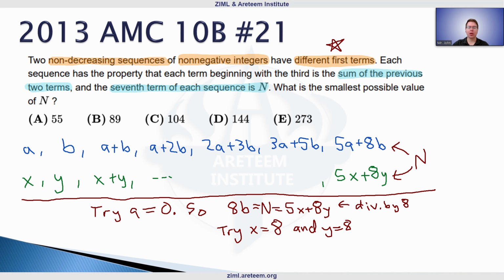So let's see what happens there then. So now we have that 5 times 8 plus 8 times 8 is equal to n. Well, let me just say here, this is then 13 times 8, or 40 plus 64 if you like. This is 104 for our n value. This is one of the answer choices. So now we're looking at some progress here a little bit.